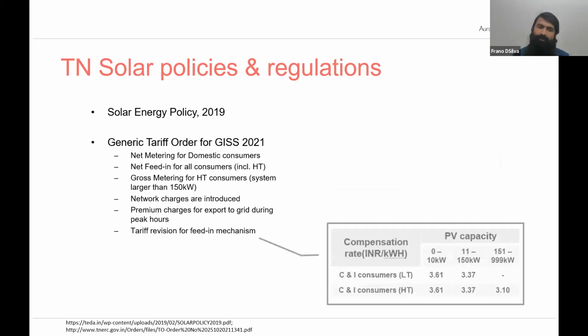The tariff revision for feed-in mechanisms is as shown in the table, and it can be seen that the feed-in tariff changes with the voltage categories as well as the PV capacity. Please note that the maximum PV capacity that can be installed is 999 kilowatts.